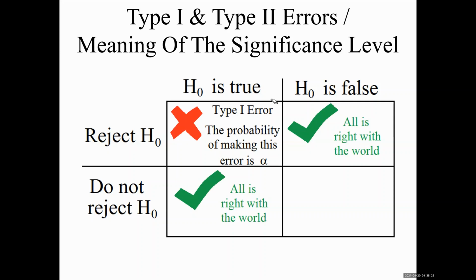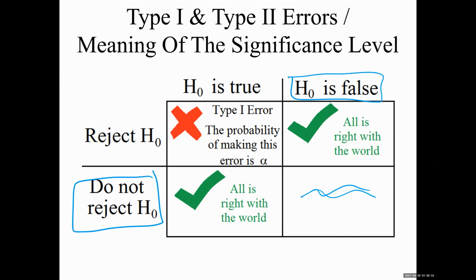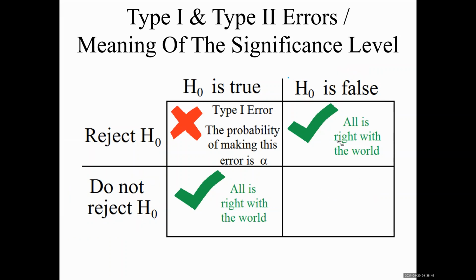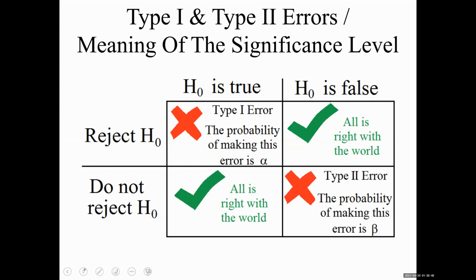Okay, let's take a look at this situation. Again, you never know what situation you're in, but if you're in this situation, the king was lying and you said, don't reject the king's claim. So the king is lying, you said, believe him. You've made an incorrect conclusion. It's kind of like saying the king is guilty and you said, don't send him to jail. You've made an incorrect conclusion there. That's called a type 2 error, and the probability of making this error is beta.